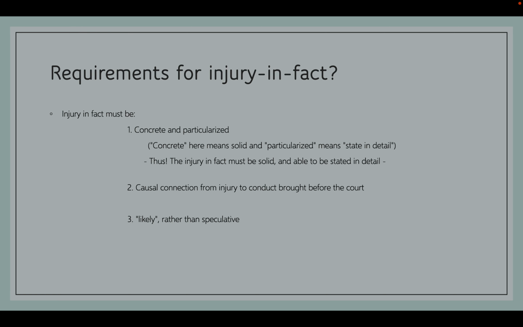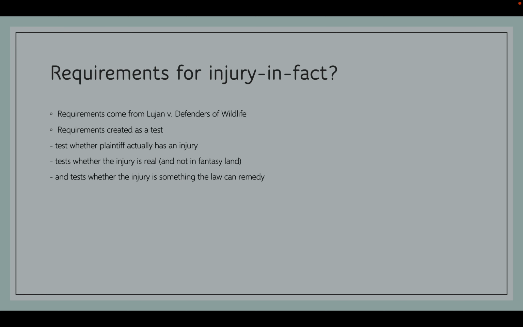Thus, if you're in a car accident or something like that, you've been clearly injured, right? And if it wasn't your fault, someone crashed into you, then there's your causal connection. Someone crashed into you, and thus you brought that connection to court. And number three, it must be likely rather than speculative. It means it can't be vague, and it must be likely.